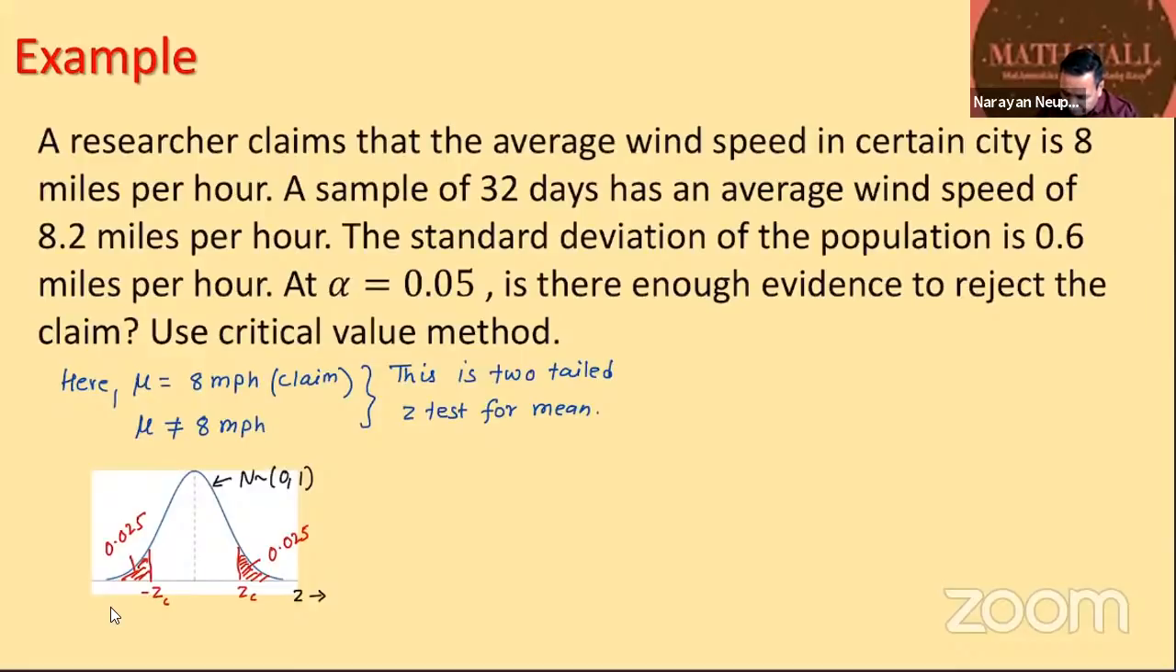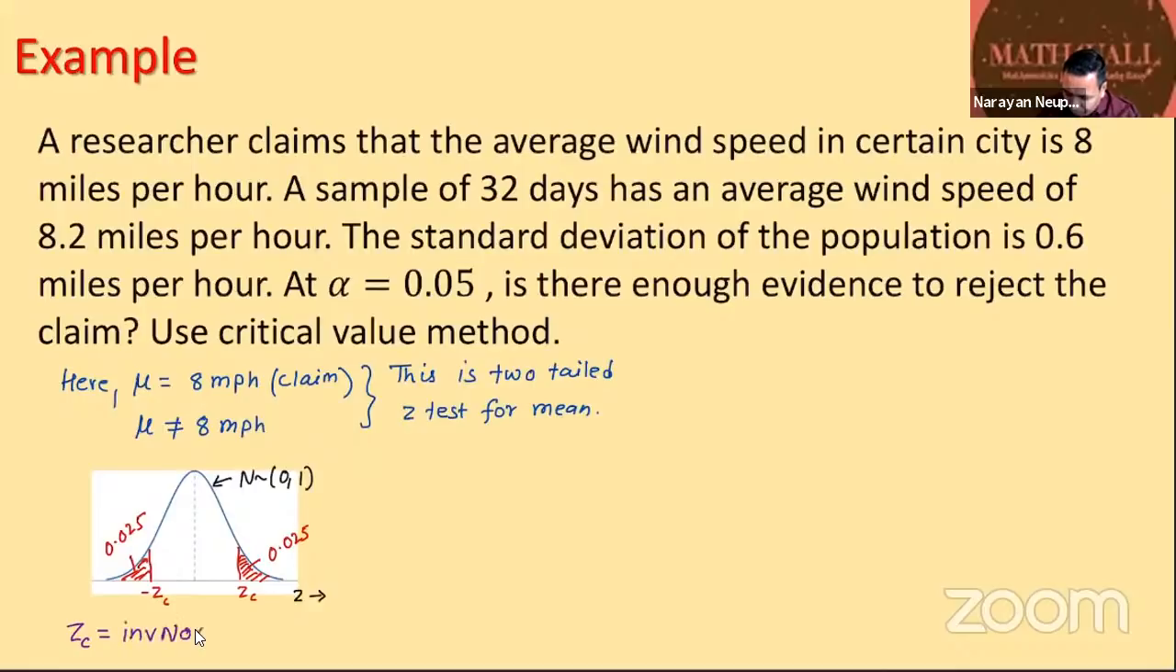So Z critical will be equal to plus or minus. We are looking for the Z value here when the area is 0.025. That means in our calculator, we should be able to use the inverse functionality and find the value. So to find that critical value, we use inverse normal. So let's do it.